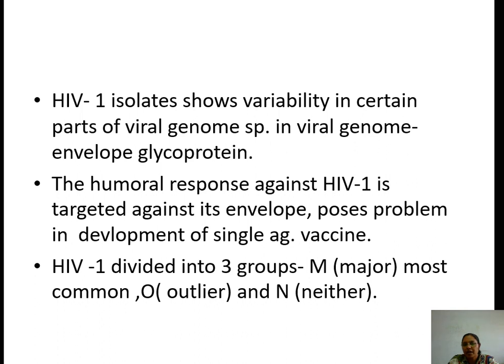HIV-1 is divided into three groups: M for major or most, O for outlier, and N for neither. So M is the major and the most common group, O is outlier and N is neither. In addition to these groups, there are certain subgroups graded as A to K types.